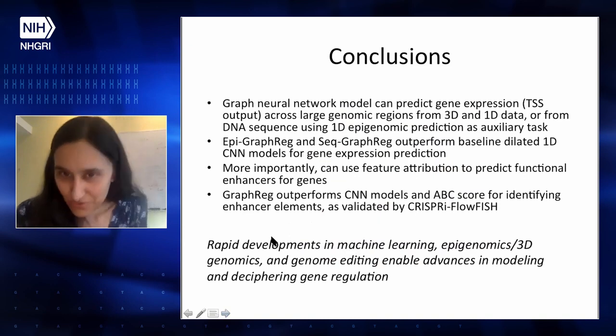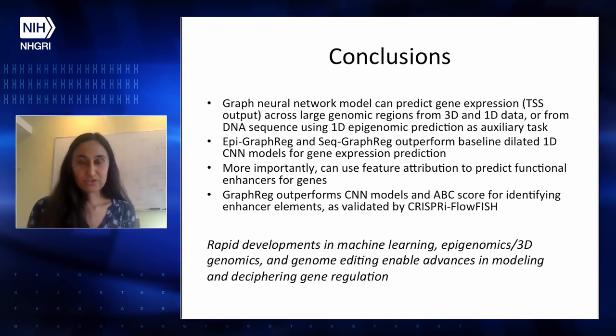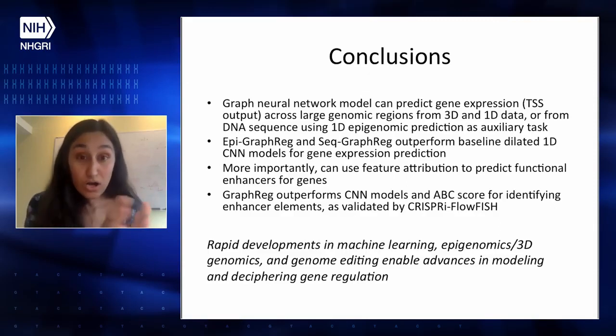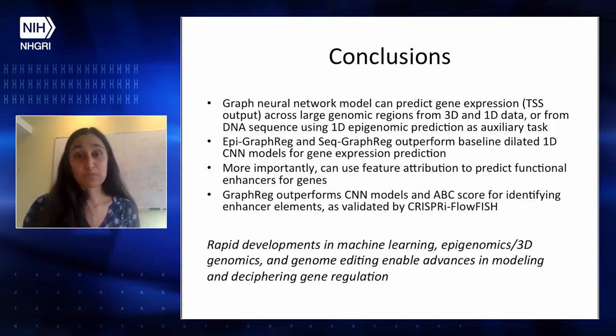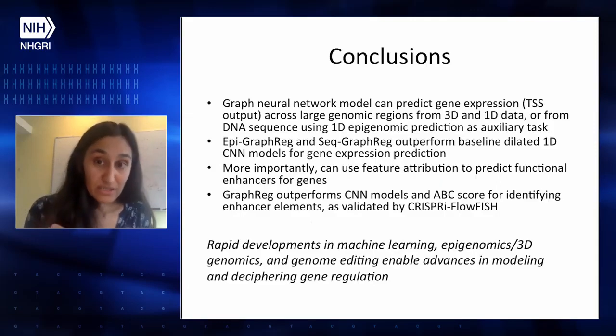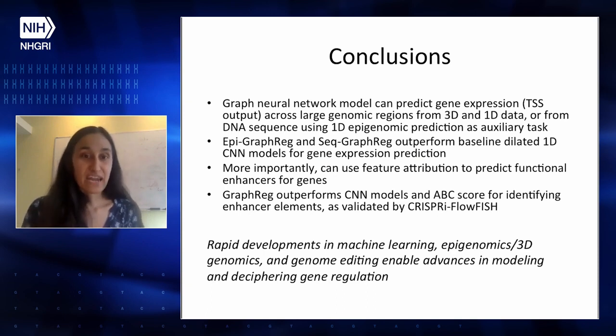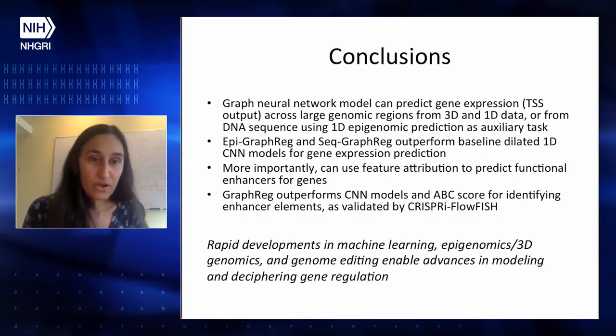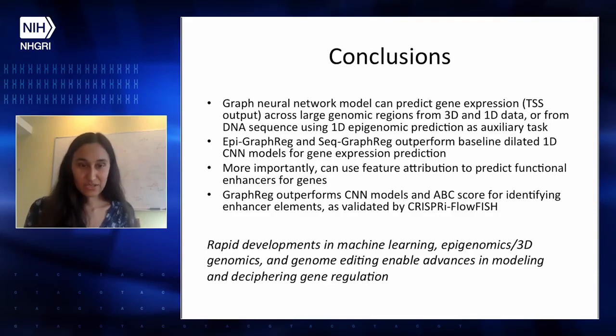Okay, so I showed you some new work using graph neural networks to predict gene expression across large genomic regions, using both 3D interaction data and 1D epigenomic data, or using DNA sequence with 1D epigenomic prediction as an auxiliary task. And I showed that the GraphReg models outperform the baseline CNN models for gene expression prediction. More importantly, we can use feature attribution to predict functional enhancers for genes, and this outperforms existing models as well as the ABC score for identifying functional enhancer elements.